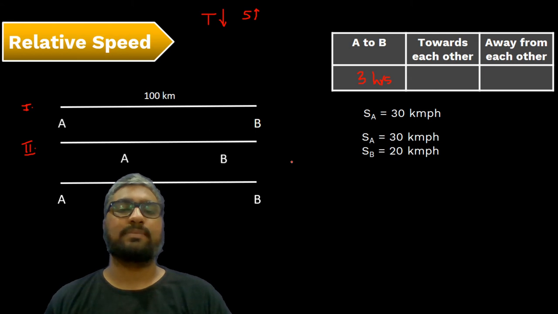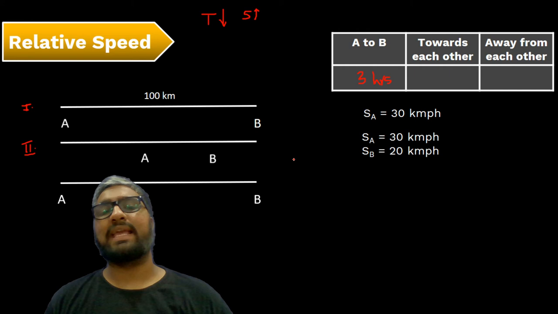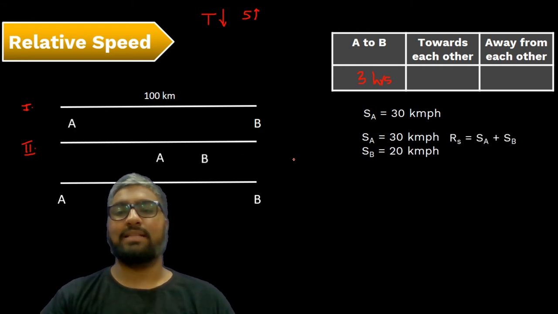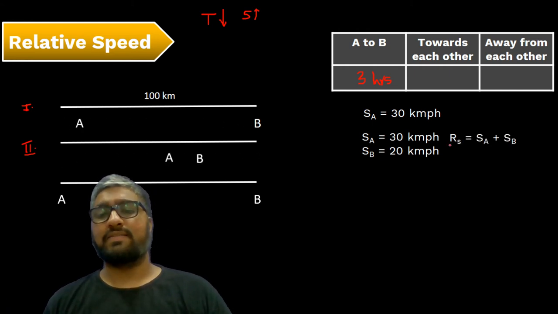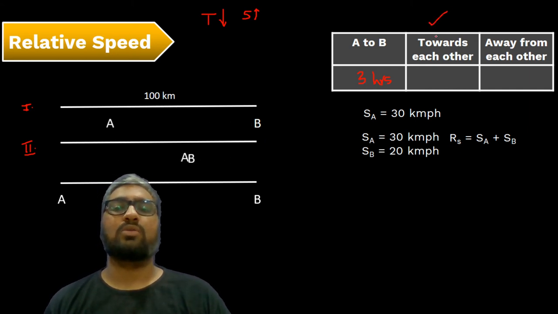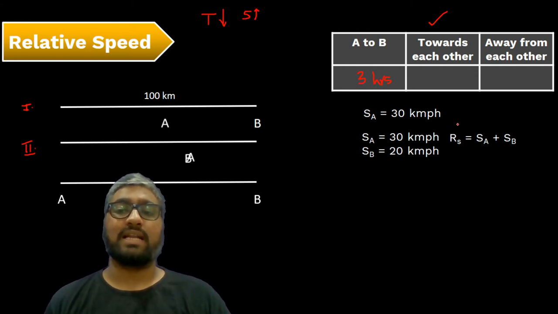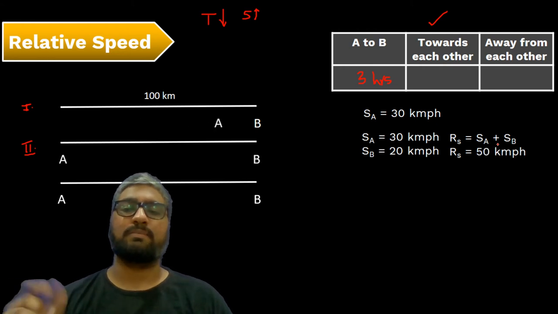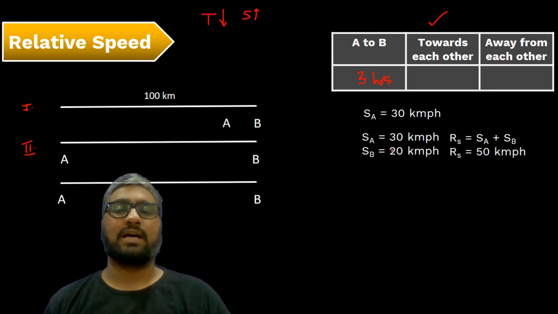Not individual speeds will increase, but the overall journey speed would increase. How do I increase speed? By adding the speeds. So the relative speed when two moving objects are moving towards each other, the speeds are added, which is called relative speed. So here the relative speed would be what? 30 kilometers per hour plus 20 kilometers per hour, which is 50 kilometers an hour.